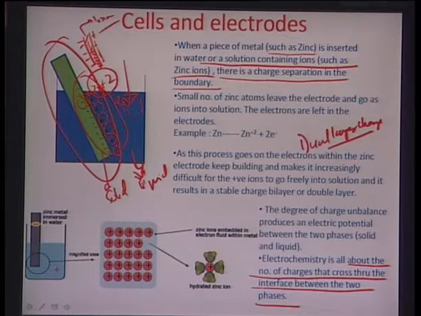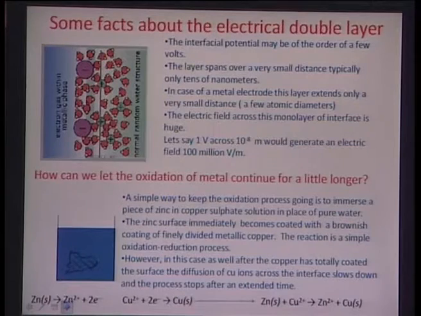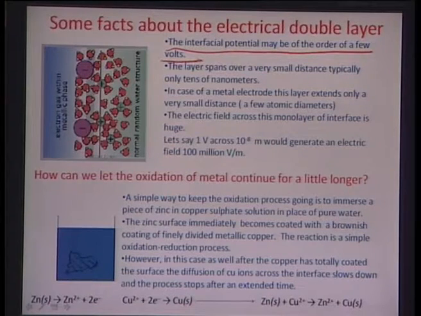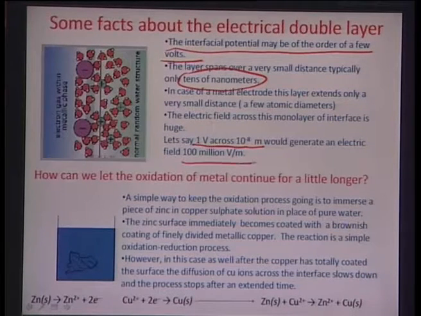Okay. So, once this concept is clear, let us look in a little more detail at what may happen to the electrical double layer. The interfacial potential in such a double layer may be of the order of a few volts, which makes the electric field very high, because the spatial separation of the positive and negative charges is not more than about tens of nanometers. So, 1 volt across about 10 to the power minus 8 meters would make about 100 million volts per meter. That is how high the electric field is going to be in such a double layer.